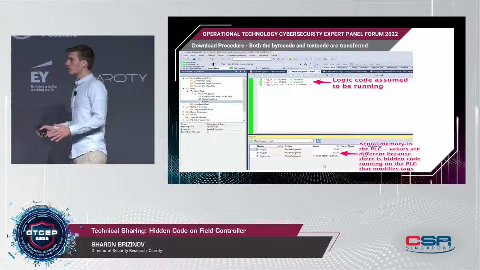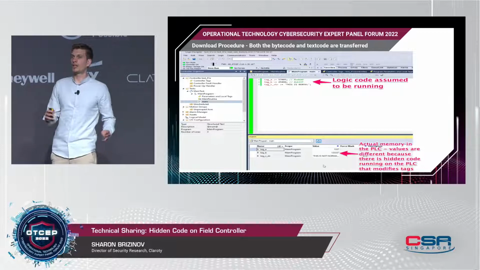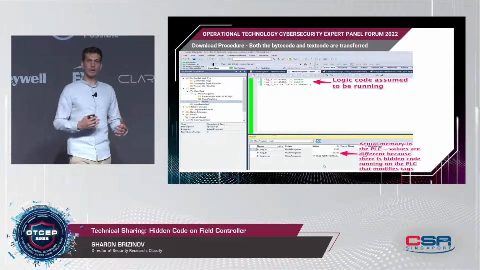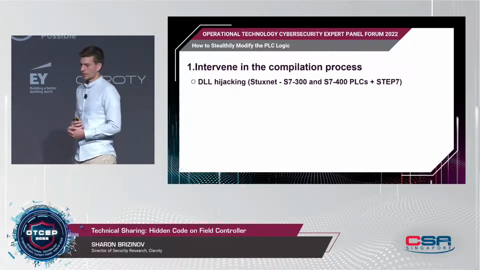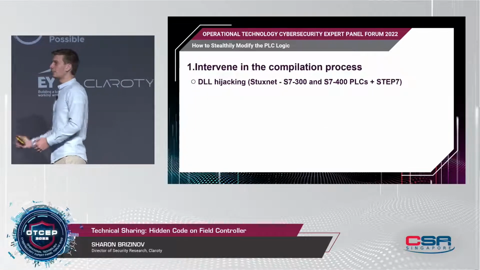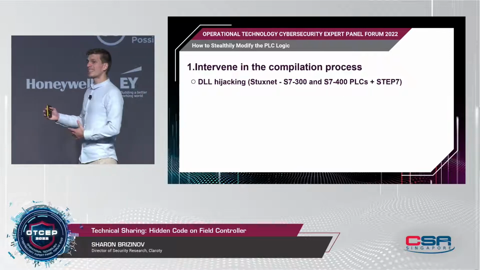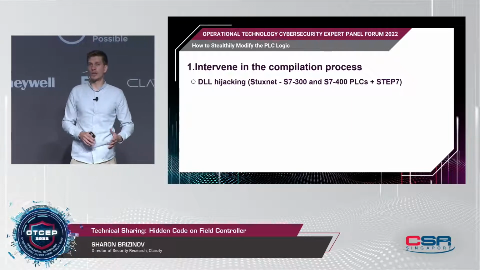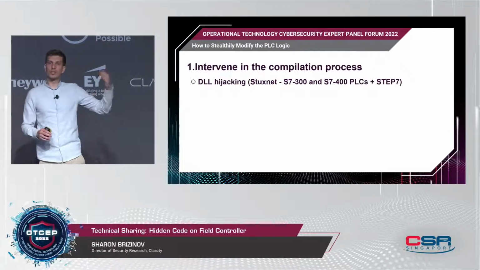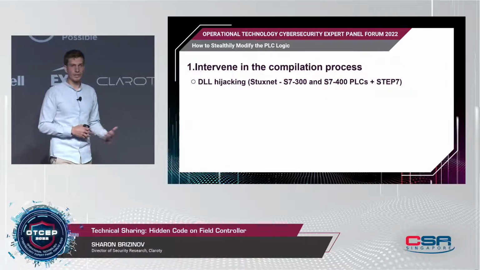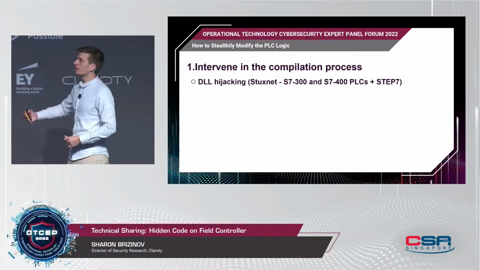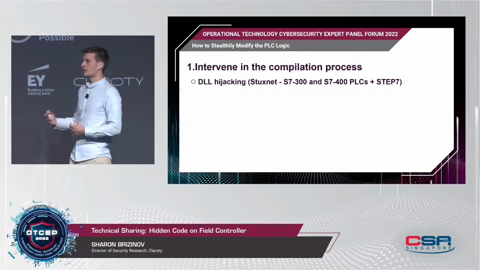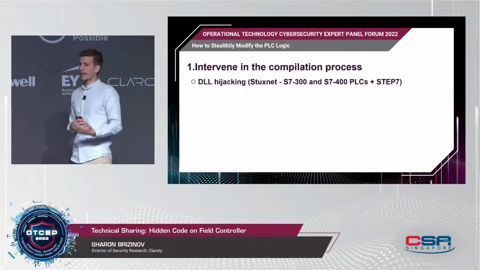Now, there are 4 methods being developed, not just by our security groups, but also in the world. So let me go over them shortly. First of all, we can intervene in the compilation process. As I said, we need some kind of mechanism to compile the ladder diagram or the engineer's high-level code into intermediate language, into bytecode. And if we intervene in this process, we can actually change either the text code or the bytecode.